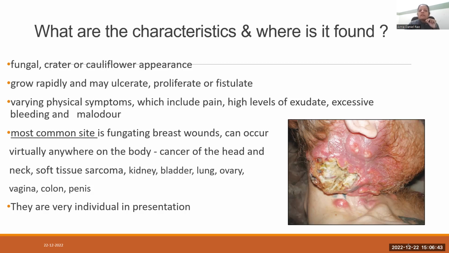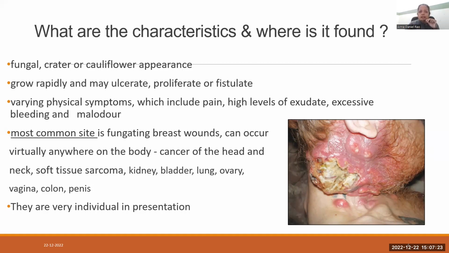So that is why much emphasis is put on the assessment and the symptoms related to the lesion. Varied symptoms will be there, like pain, a high level of exudate, excessive bleeding, and malodor. And where can it be seen? It can occur anywhere over the body, but the most common sites are breast wounds, and it can develop in the case of head and neck cancer also.